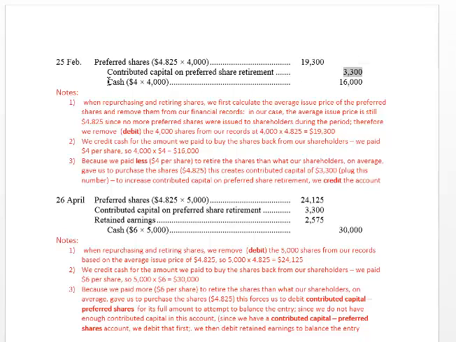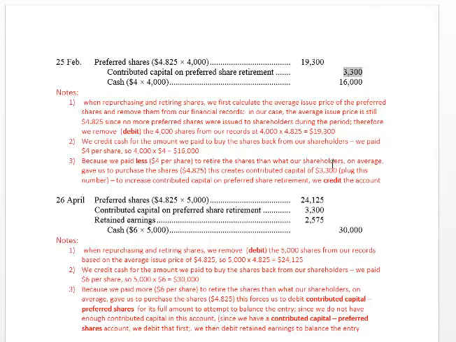So again, when we buy back the shares, we're buying them back at $4 a share. Okay, so it's costing us $16,000 to buy them back. But on average, investors gave us, for those 4,000 shares, $19,300. So because it's costing us less to retire them than what the investors gave us on average when they bought them, that gives us a $3,300 credit or additional contributed capital.